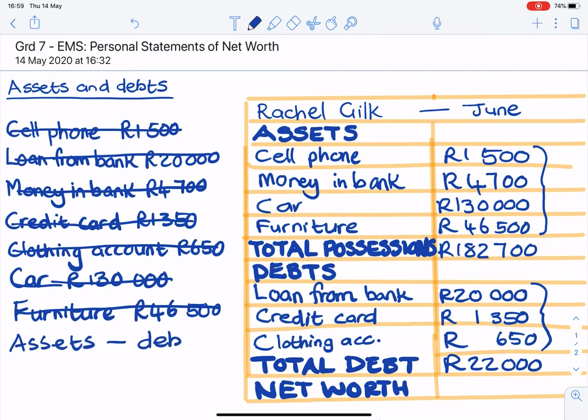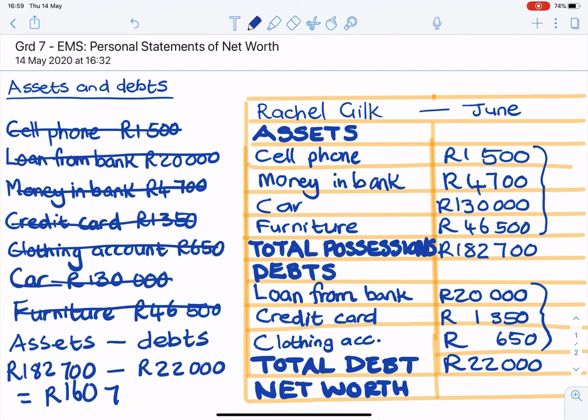minus your debts. So it would be 182,700 Rand minus 22,000 Rand. And then we will know her net worth. And 182,700 minus 22,000 is 160,700. So her net worth is 160,700 Rand. That is what she is worth on paper.